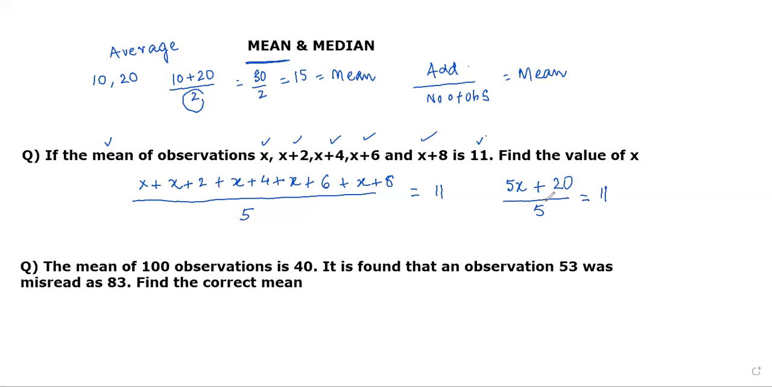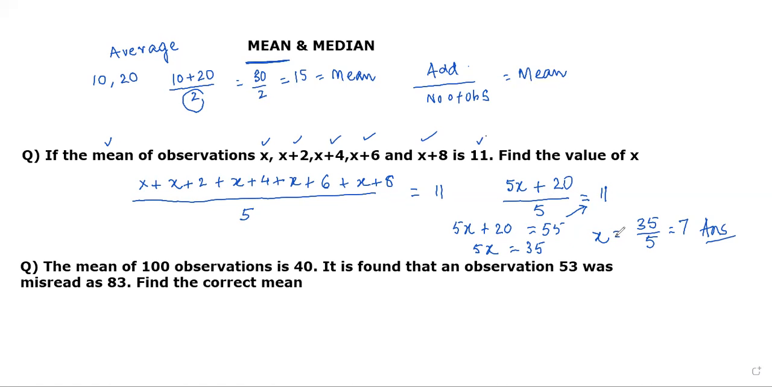Now there cannot be a simpler linear equation to solve. What do we do? We do a cross multiplication. So 5x plus 20 is equal to 55, right? So 5x is equal to 55 minus 20, which is 35. So x is equal to 35 upon 5, which is equal to 7. And this is the answer. I hope it was super easy to understand what exactly we did. The sum of observations divided by the total number of observations equals the mean.